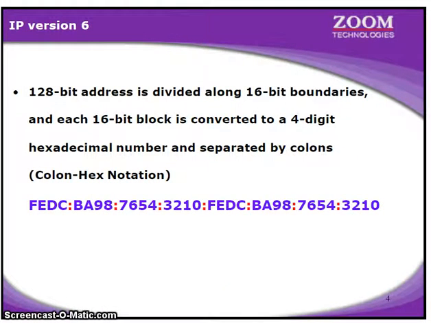IPv6 is a 128-bit address which is divided into 16-bit sets. It has 8 sets of 16-bit addresses. Further, these 16 bits are converted into 4 digits of hexadecimal numbers for simple representation. These are separated by colons. This notation is known as colon hex notation. A simple example of IPv6 is shown on the screen.